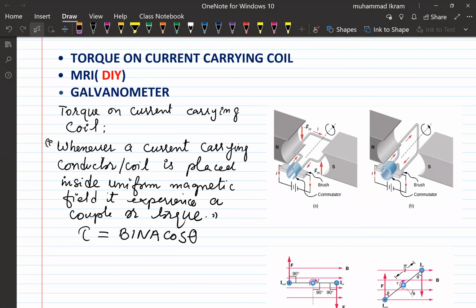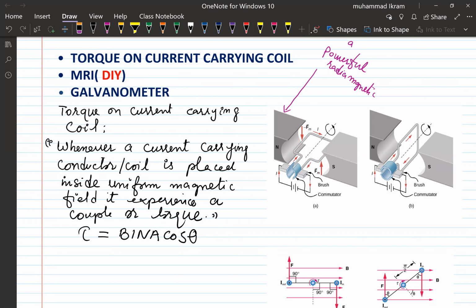The torque on a current carrying coil can be best understood if we consider the mechanism of this. It consists of, number one, a powerful radial magnet, which you see here. Why? Because this radial magnet is used to concentrate the magnetic field to the center, as the entire magnetic field is concentrated in the center, as you see here.